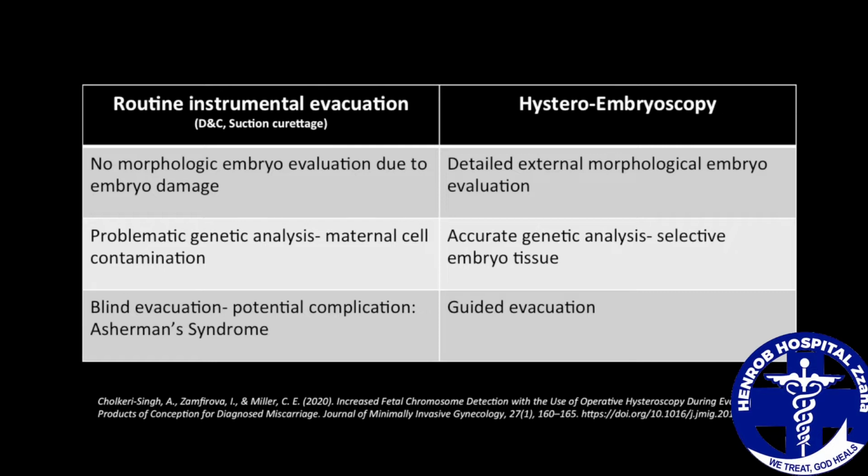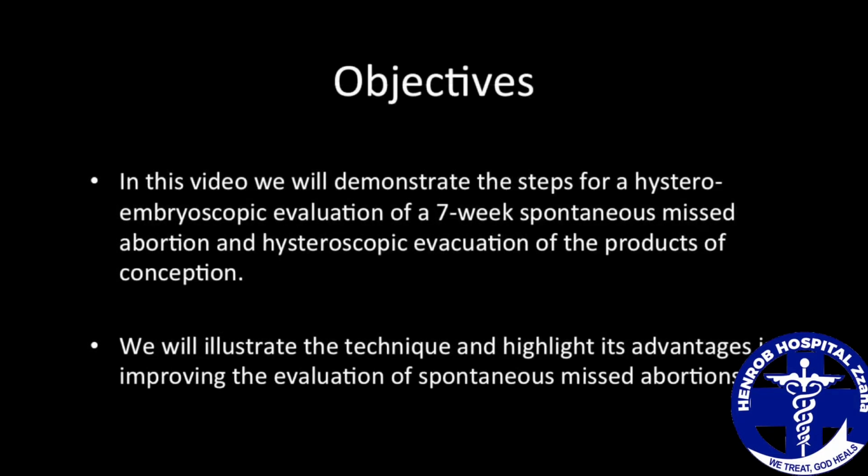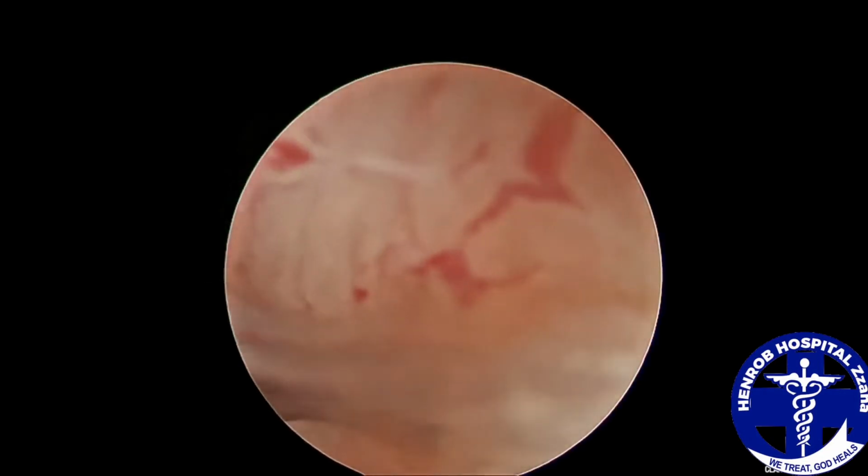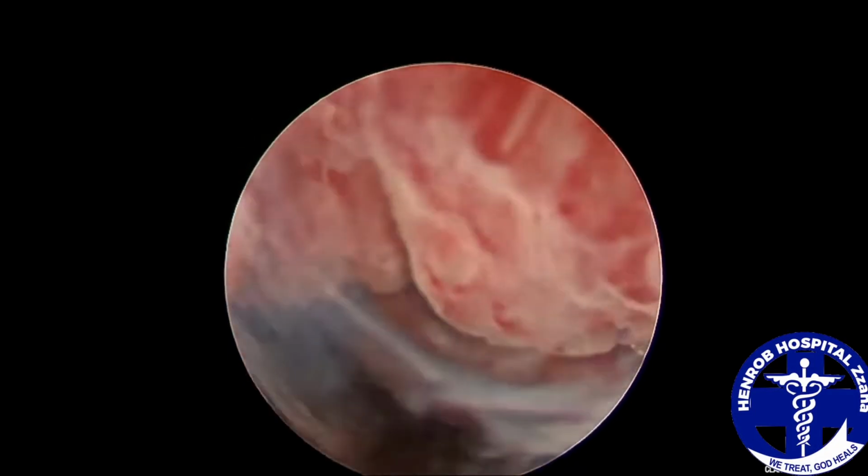That table helps you to look at the benefits of hysteroscopy versus routine instrumental evaluation, what we call D and C. We want to go away from D and C to visually look and evaluate. This video will demonstrate the steps for embryoscopic evaluation of a 7-week spontaneous missed abortion and hysteroscopic evaluation of the products of conception. We shall also illustrate the technique and highlight its advantages in improving the complications associated with the evaluation of missed abortions.